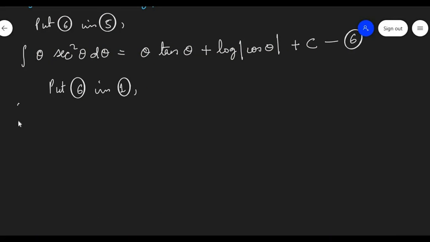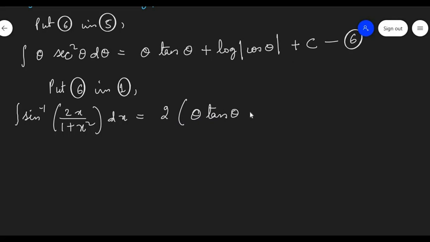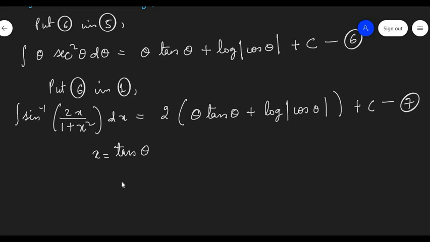So we will get integration of sine inverse of 2x upon 1 plus x square as 2 into this whole term. So 2 into theta tan theta plus log of cos theta plus c. Now if you remember, we had taken x as tan theta, right? So before that let's call this equation number 7. Since x is tan theta, so we can calculate theta as tan inverse of x.